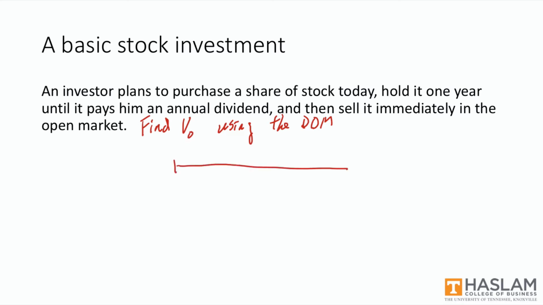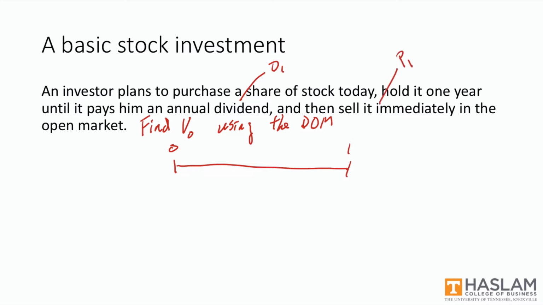So let's begin by writing a timeline. Now this timeline is really simple because there is only one period in the problem. Right? This is a 1 year holding period. And so what are the cash flows? The cash flows are, first, there's going to be an annual dividend, and we'll call that D1 because it happens 1 year from today. And second, the investor is going to sell the stock also 1 year from today.